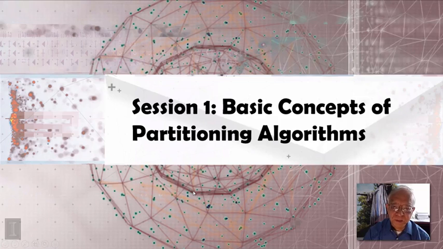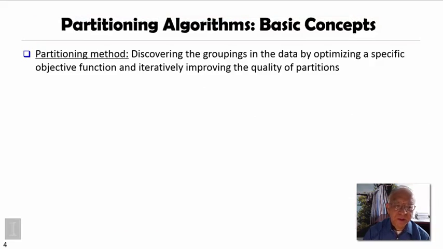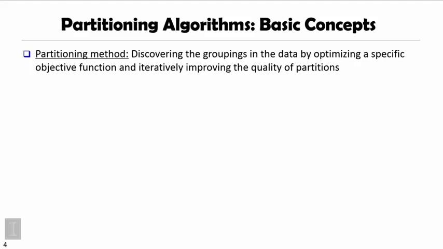So first, we will introduce basic concepts of partitioning algorithms. The partitioning method is essentially to discover the groupings in the data. That means you get k groups if you want to partition them into k groups, by optimizing a specific objective function, for example, the sum of the squared distance. And then we iteratively improve the quality of such partitioning.